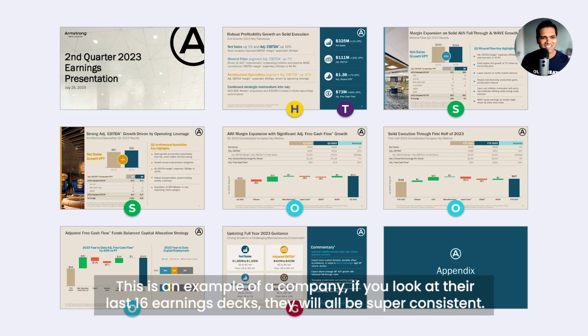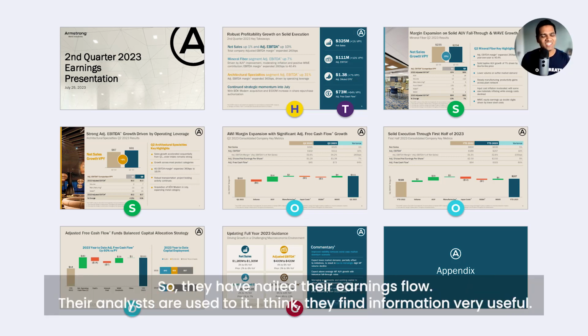To the next example, this is an example of a company. If you look at their last 16 earnings decks, they will all be super consistent. So they have nailed their earnings flow. Their analysts are used to it. I think they find the information very useful.